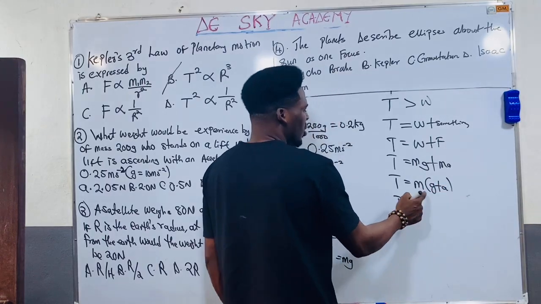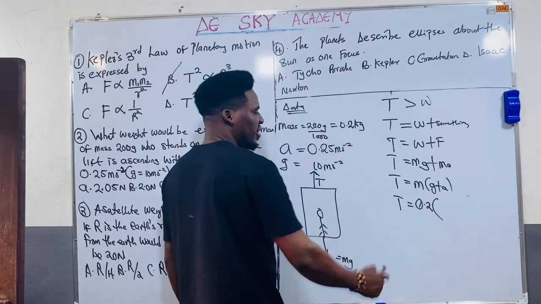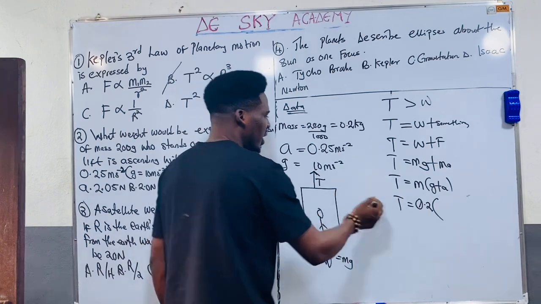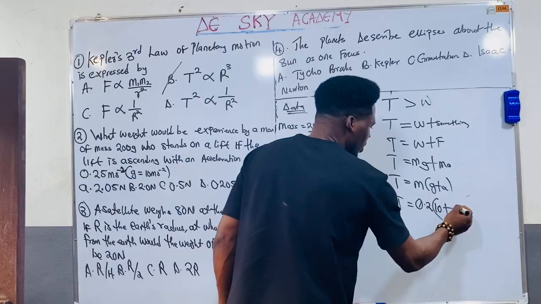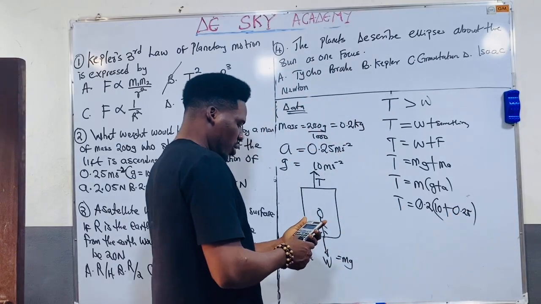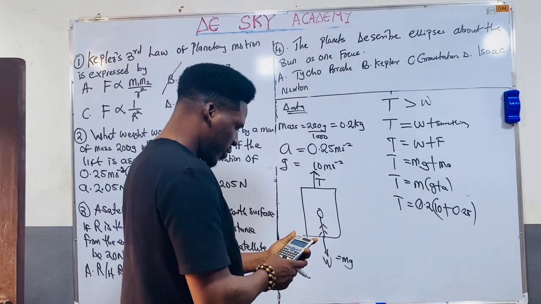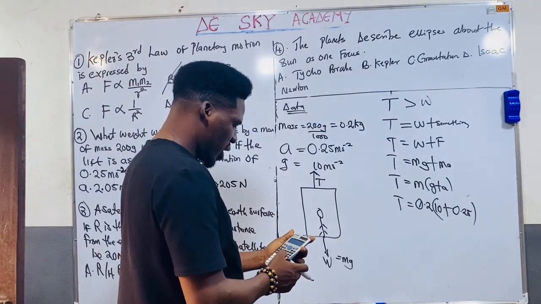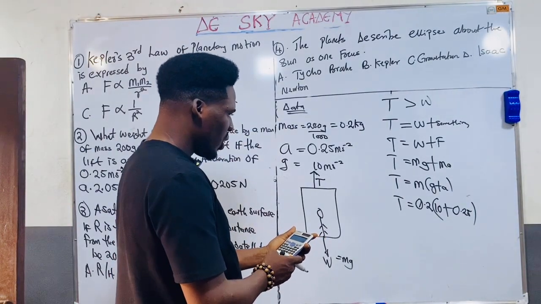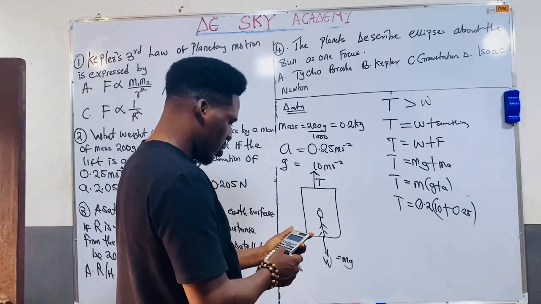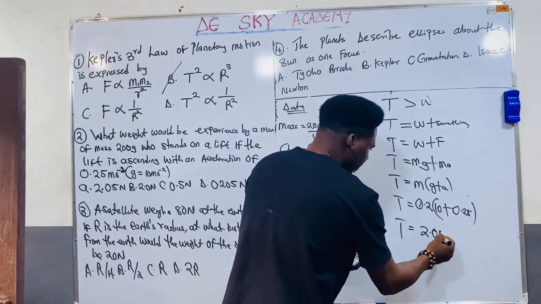So I have the tension. Did they give us mass? Yes. What is the mass? 0.2 in bracket. Did they give us acceleration due to gravity? Yes. What is it? 10. Plus, did they give us acceleration? Yes. What is it? 0.25. So 10 plus 0.25, you have 10.25, times 0.2. I will have that the tension is equal to 2.05 Newton.